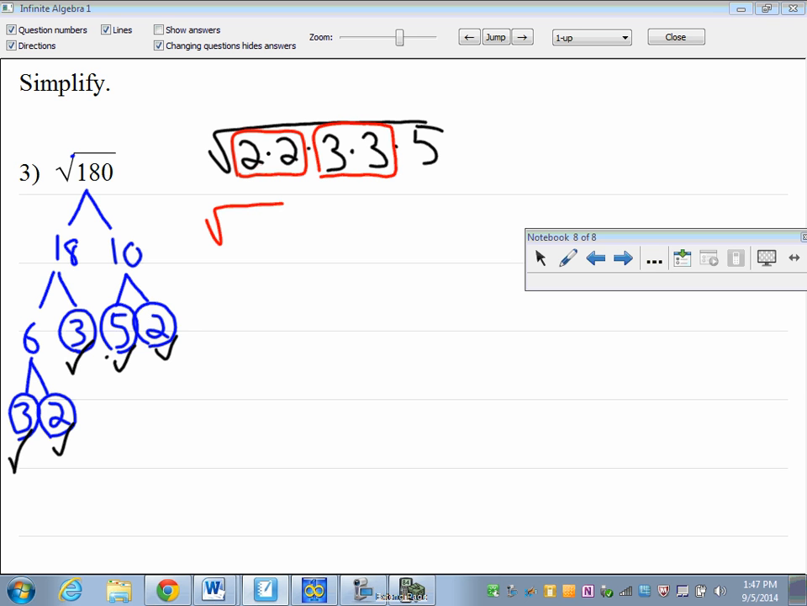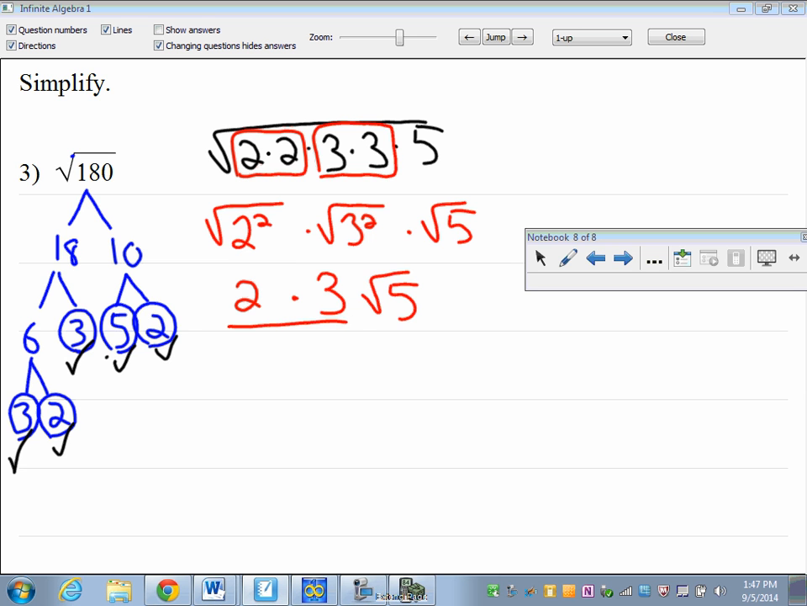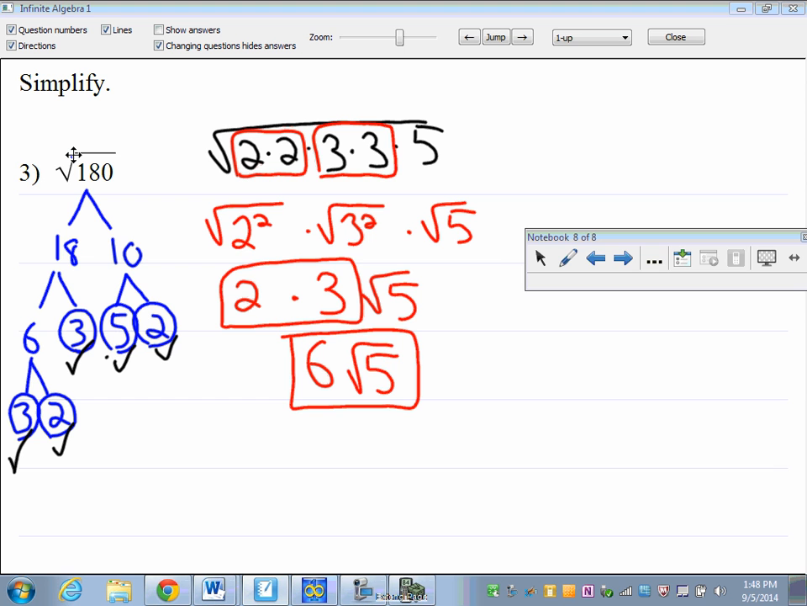This is the same as the square root of 2 squared times the square root of 3 squared times the square root of 5. And you should remember from Algebra 1, the square root of 2 squared, or the square root of 4, is just 2, times the square root of 3 squared, or the square root of 9, which is just 3, times the square root of 5. Last thing we do is we take the numbers on the outside. 2 times 3 is 6, and we're left with the square root of 5. So that's the way we do it by hand.